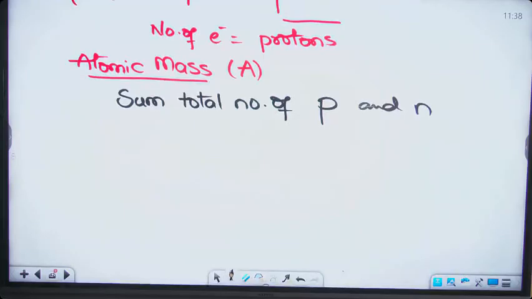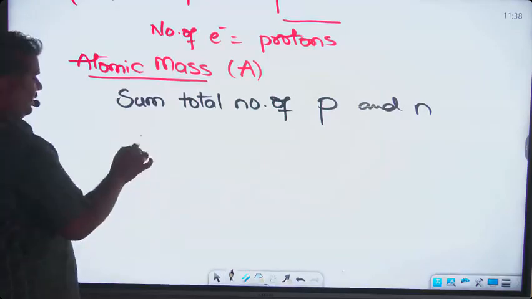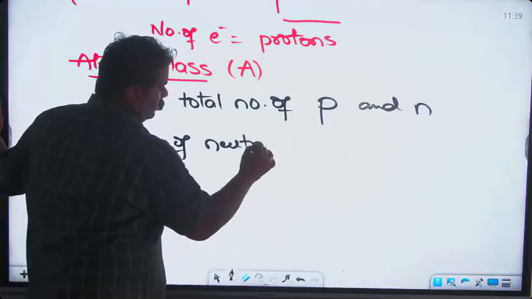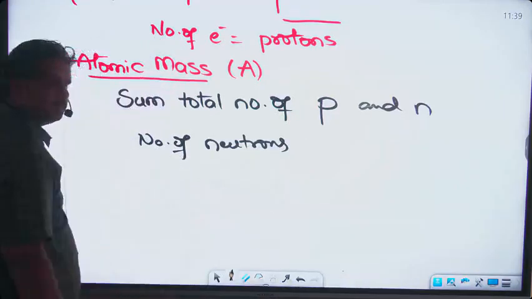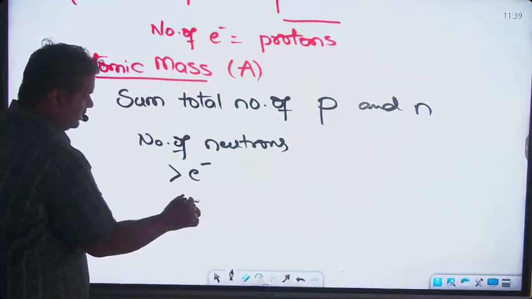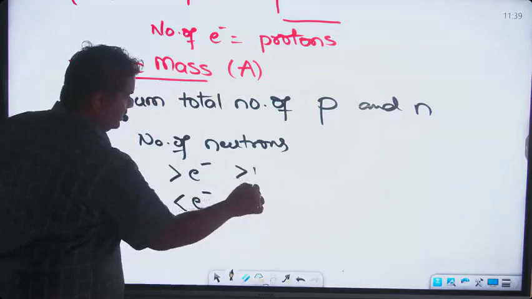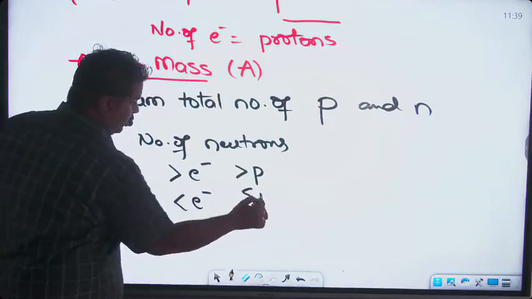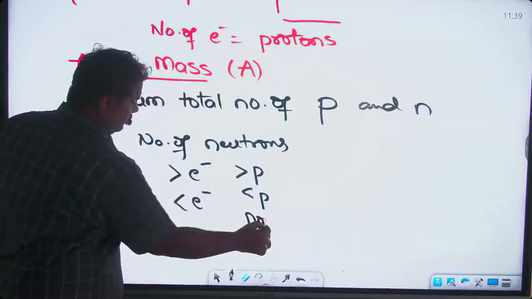Mari, suppose that if a question is like this, ఒక ఆటంలో ఉన్న నంబర్ ఆఫ్ న్యూట్రాన్స్ అనేవి, రైట్, యు రైట్ ద క్వశ్చన్ లైక్ దిస్: ద నంబర్ ఆఫ్ న్యూట్రాన్స్ ఇన్ అన్ ఆటమ్, రైట్, గ్రేటర్ దాన్ ఎలక్ట్రాన్స్, లెస్ దాన్ ఎలక్ట్రాన్స్, గ్రేటర్ దాన్ ప్రోటాన్స్, or less than protons, and the answer is none of the above.